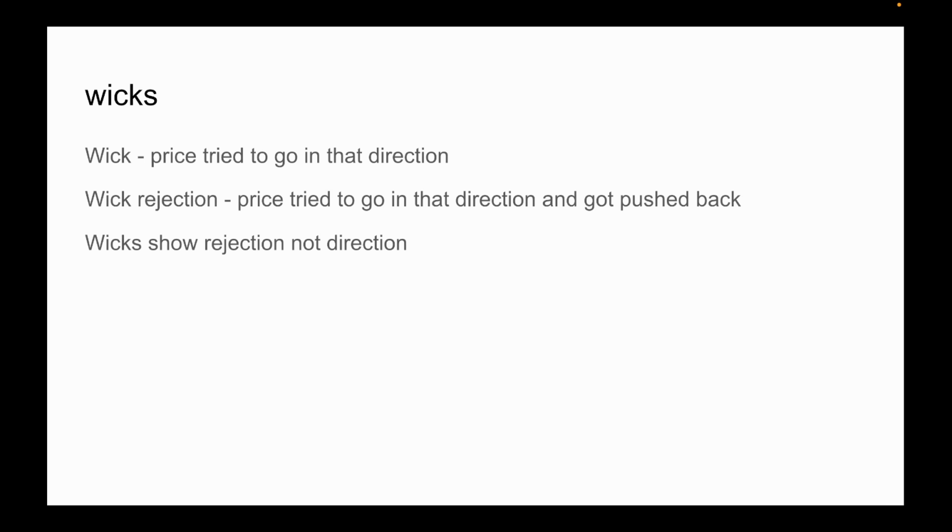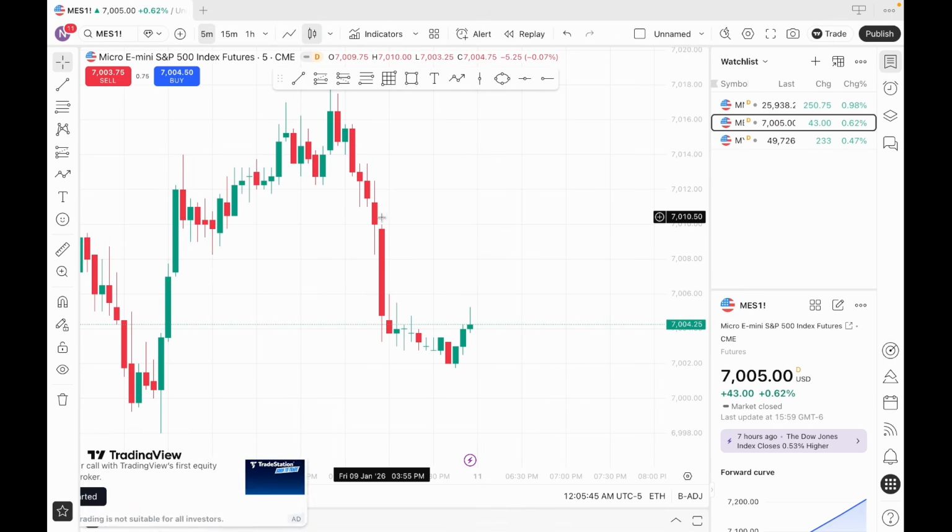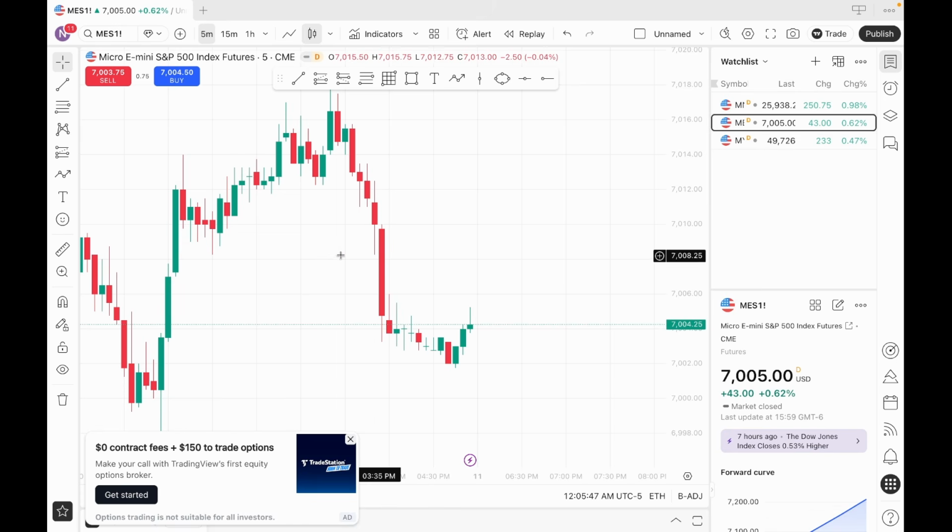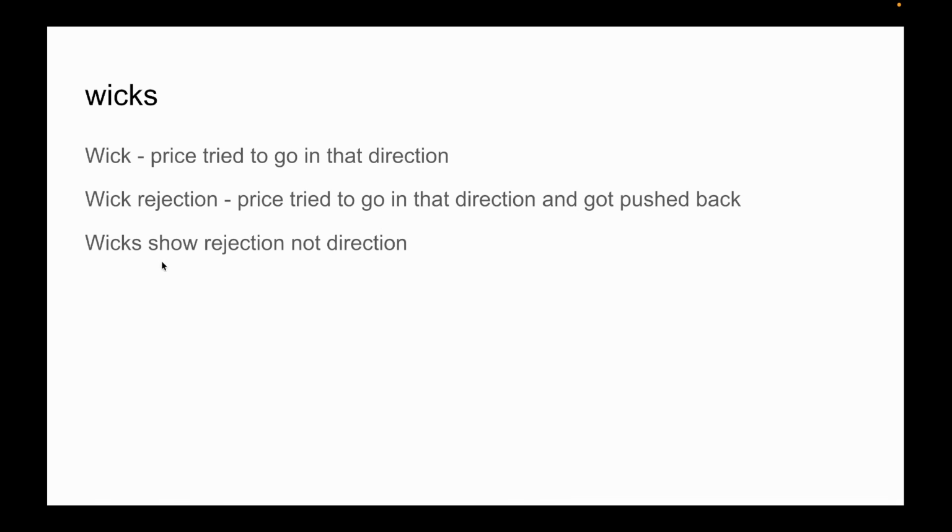Okay, so wicks: price tried to go in that direction, but it didn't. Wick rejection, price tried to go that direction and got pushed back, right? So when you look at this, price tried to go in this direction to close here, but it got pushed back. So this would be a wick rejection. It wanted to close at this level, but it couldn't because buyers stepped in and pushed it back up. Wicks show rejection, not direction.